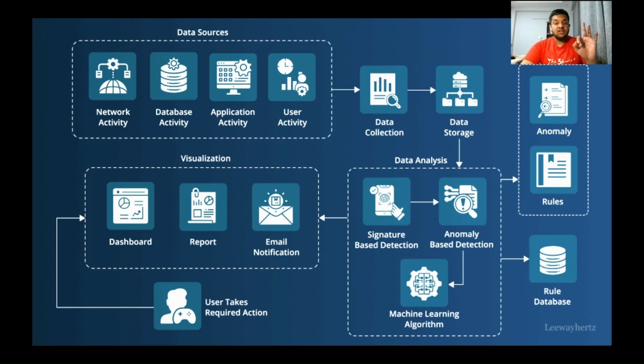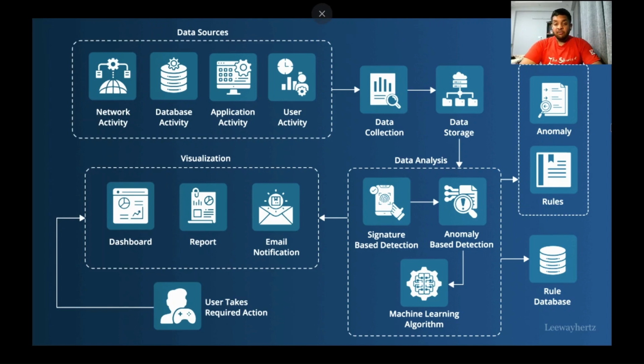Third comes machine learning algorithms. It powers anomaly detection by learning what normal behavior looks like. It continuously improves by analyzing new data. And third, it helps predict and detect subtle threats in real time.